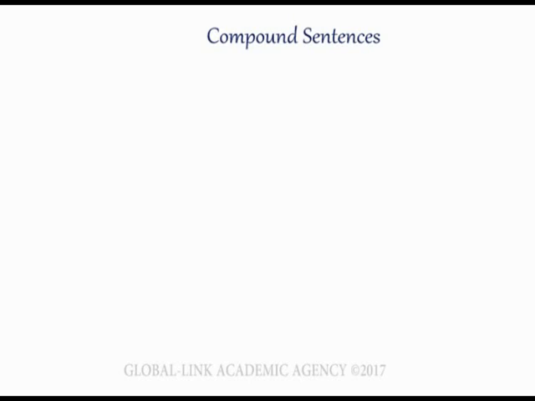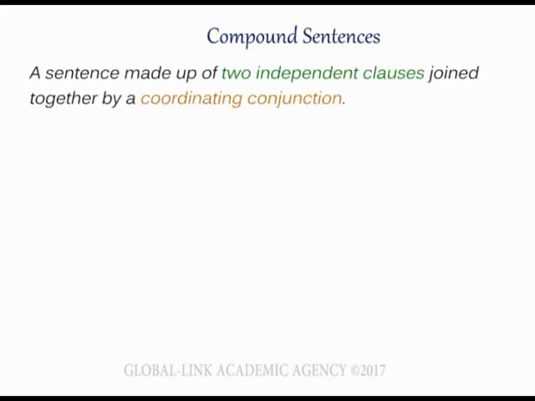Compound sentence. A compound sentence is a sentence which is composed of two independent clauses joined together by a coordinating conjunction. The coordinating conjunctions in English are for, and, nor, but, or, yet, and so. Take note that yet is just similar in meaning to but. And do not confuse coordinating conjunctions with subordinating conjunctions.